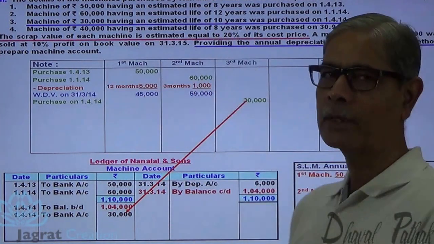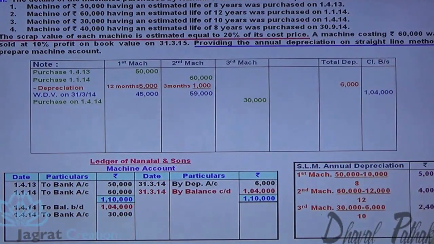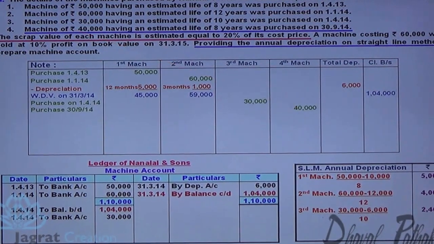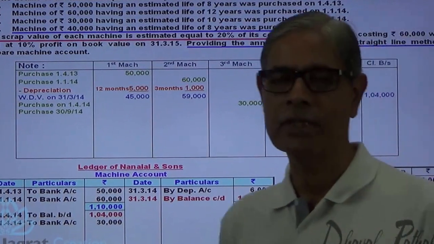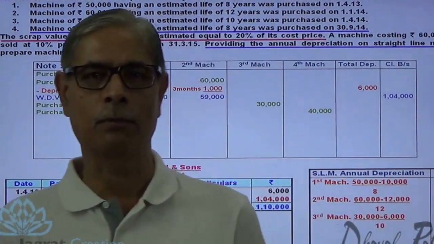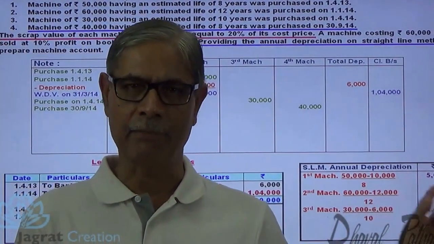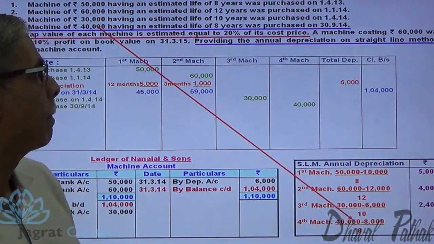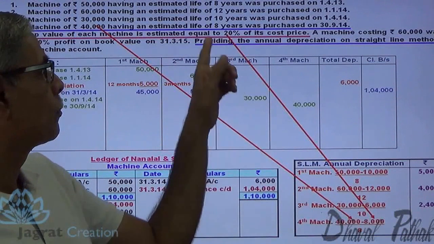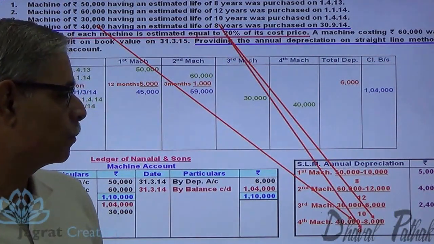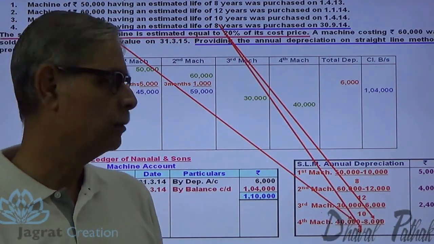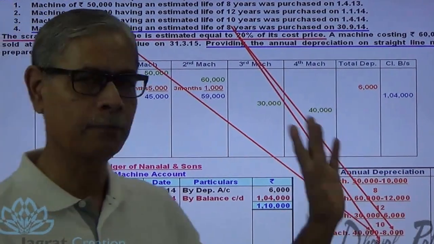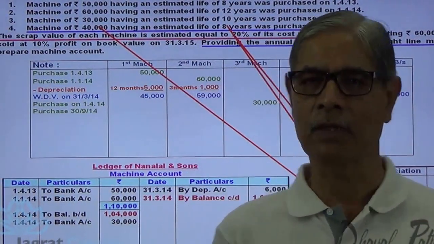Now I want to record the purchase of the fourth machine. Purchased on 30th September 2014. I'll work out the annual depreciation: 40,000 into 20% thereof, 8,000, scrap value deducted from 40,000. So 40,000 minus 20% scrap value. Estimated useful life 8 years. So 32 divided by 8, 4,000 is the annual depreciation. This is how annual depreciation is worked out.